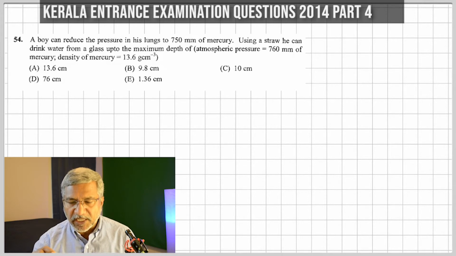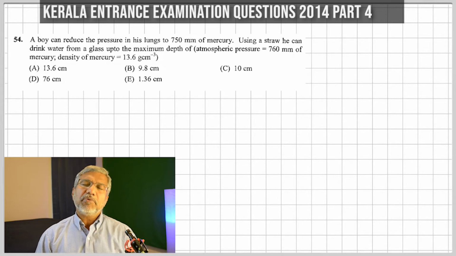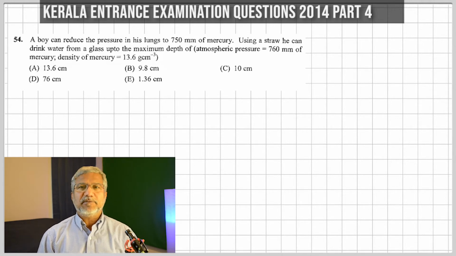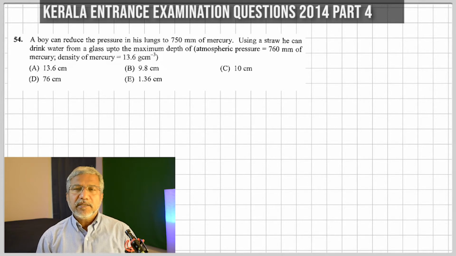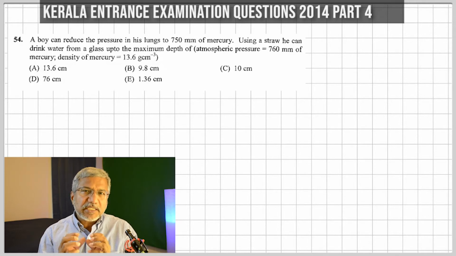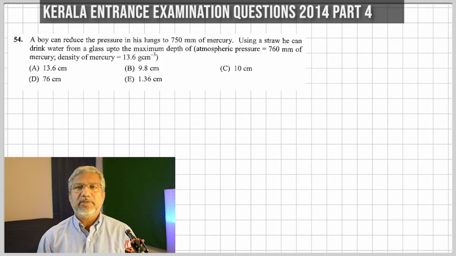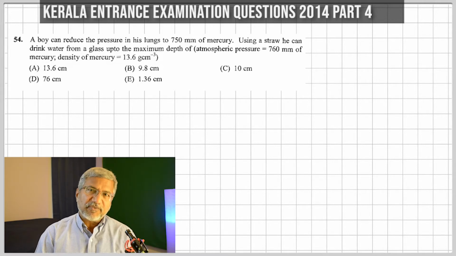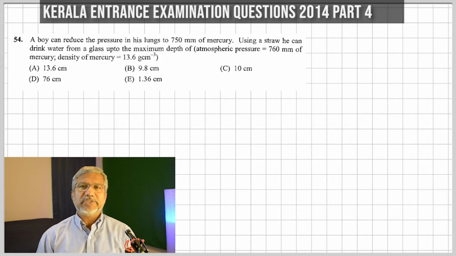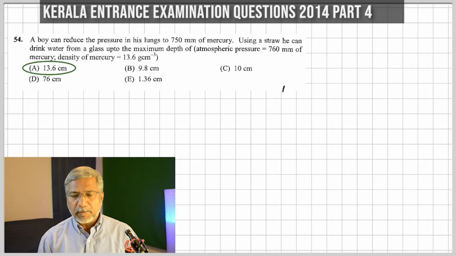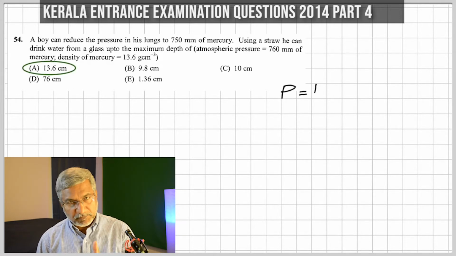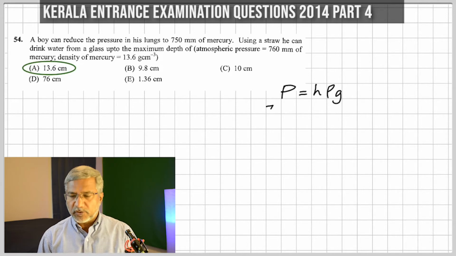From a glass up to a maximum depth of, this is simply the formula for pressure. What is the formula for pressure exerted by a liquid? H rho G. And on the left side, it's the change in pressure. So atmospheric pressure is 760 millimeter. This boy can reduce it to 750 millimeters. So the change in pressure is 10 millimeters of mercury, right? So we should be able to find that easily. Let's go. The change in pressure is equal to H rho G.